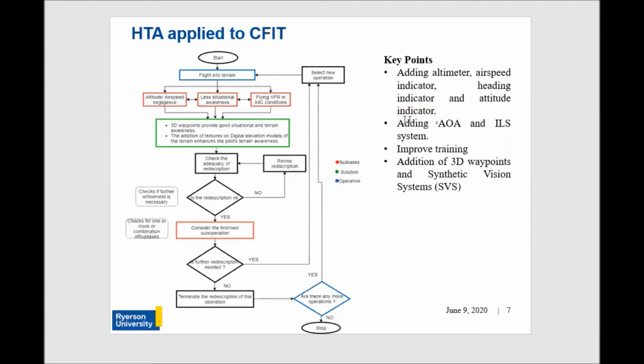To avoid such CFIT accidents, providing three-dimensional waypoints to the pilot within the symbology could help the pilot to visually guide the aircraft throughout the flight path and to land the aircraft safely. And applying terrain textures to the digital elevation models would also be helpful as per the literature review conducted earlier. And based on all these criteria, some of the basic key points that I noted are mentioned. And based on this, the basic primary flight display symbology was put forth.